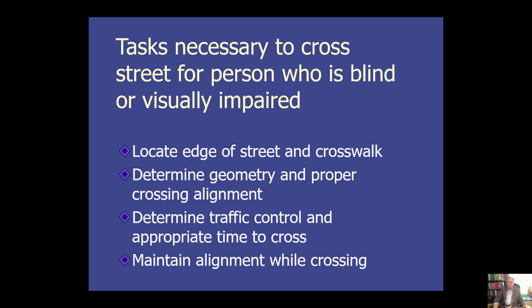So what are the tasks that are necessary for a blind person to cross? First of all, they have to locate the edge of the street. And that's not always easy because sometimes there's a curb and sometimes it's blended. Sometimes there are truncated dome tiles, sometimes there are not. A lot of variability. The person has to determine the geometry and the proper crossing alignment at the corner that they're located on. They have to determine the traffic control and when it's appropriate to make the crossing. And then while crossing, they have to maintain their alignment with the cars that are moving along their parallel street.